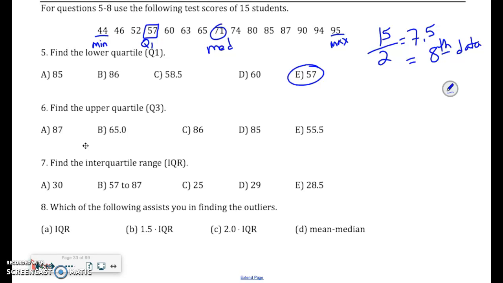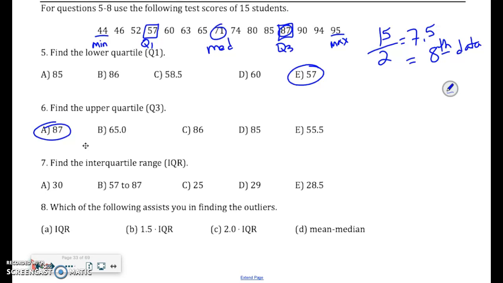Do the same thing on the top half for number 6, finding the upper quartile. So there's 7 pieces of data up here. I am going to split it in half. And it looks to me like 87 is going to be quartile 3. And that is letter A.